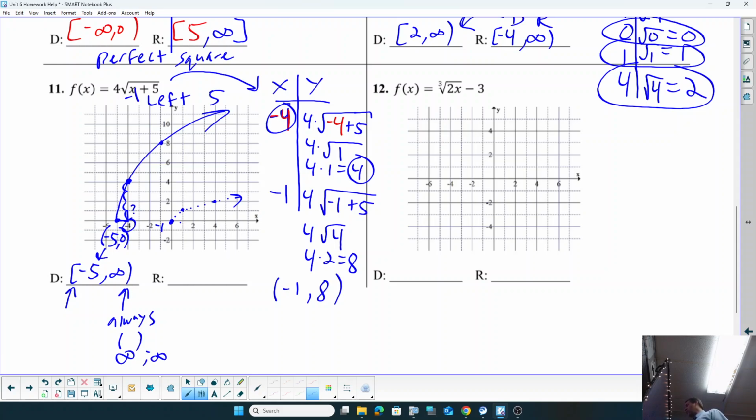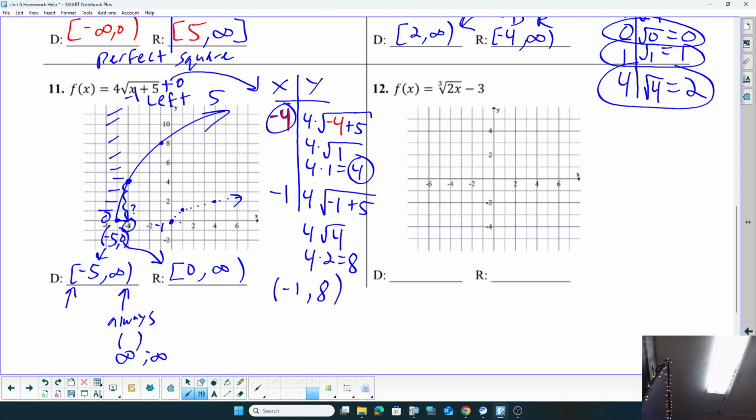Okay, the range now. The range is the y value, and we're on the y-axis because we did not shift up or down. So that's going to be this guy right here. So we're going 0, and then we're going up to 1, 2, 3, 4, 5, 6, 7, launching. Even faster than normal, 0 to infinity.